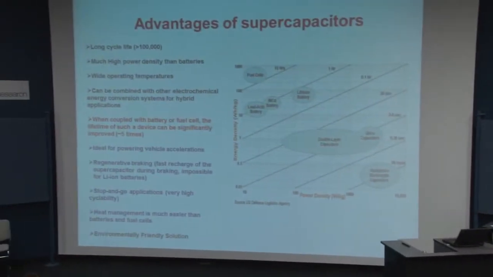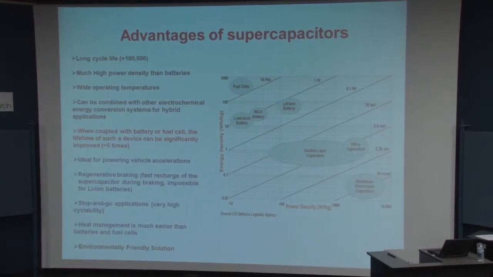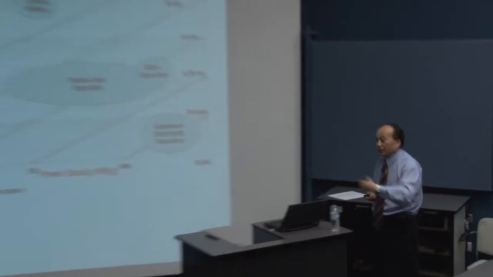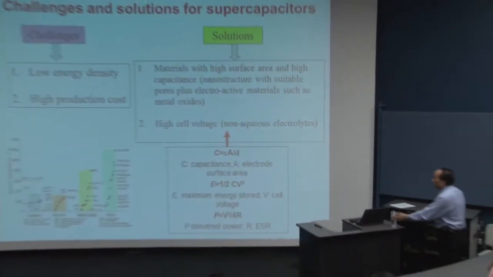Also, if the supercapacitor is used in your car, it can recover energy. When you brake your car, a device charges the supercapacitor. Then when you accelerate, the energy stored in the supercapacitor is released immediately. In this case, you can improve the efficiency at this moment by around 4%. Also, the system is relatively simple compared to fuel cells and other batteries, and also environmentally friendly. That's the major advantage. However, there are some disadvantages, some challenges at this moment for the supercapacitor.